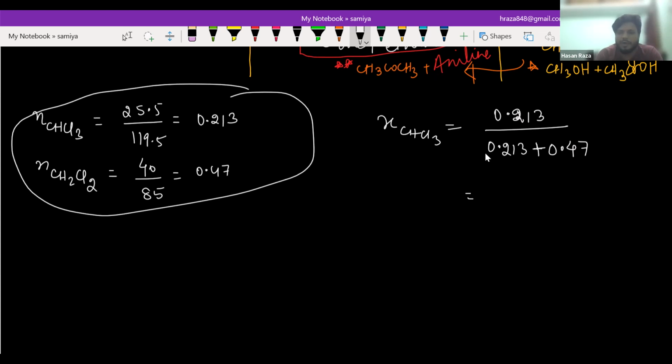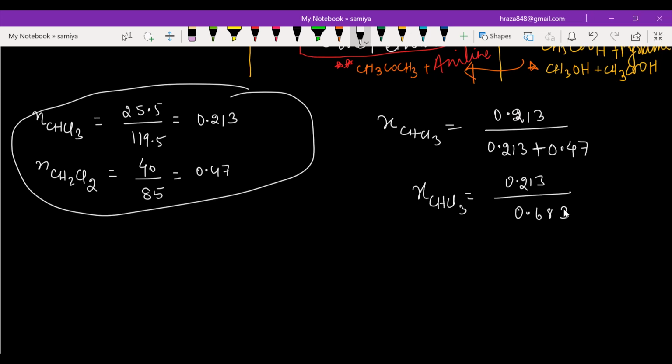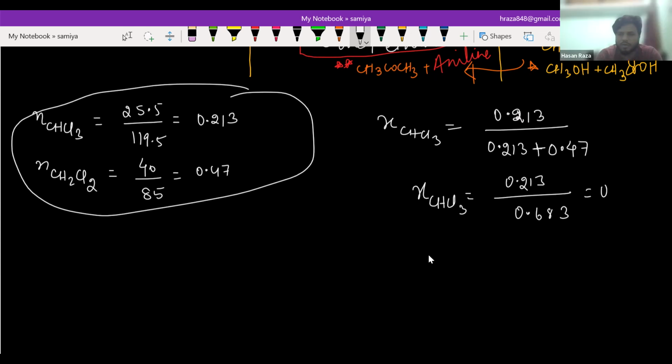So this is the mole fraction, basically 0.213 divided by 0.213 plus 0.47, because it's a fraction, it won't be greater than 1. Are you getting my point? If you divide 0.213 by 0.683, it will be 0.31.